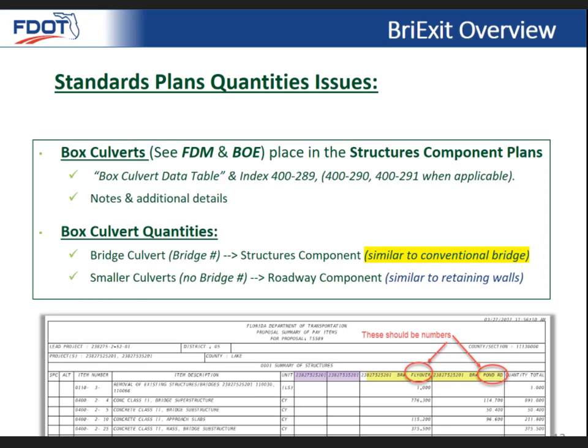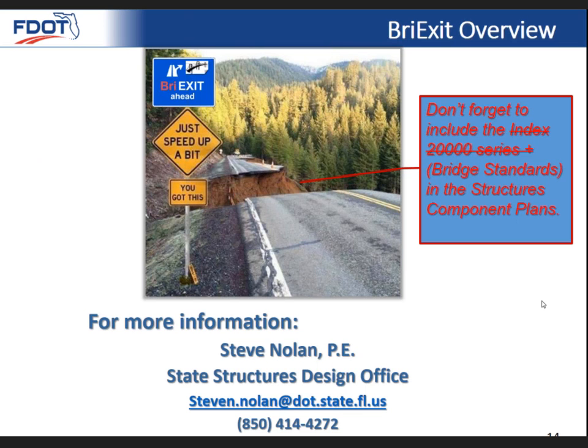This is not really any different from how we handle retaining walls, in that the details are included in the structures plans component, but the quantities are listed under the roadways section, and then the summary of quantities is included in the tables in the roadway component. So that's it for the overview on Brexit. If you've got any questions that aren't handled in the provided documentation, then feel free to send me an email and we'll try and point you in the right direction.